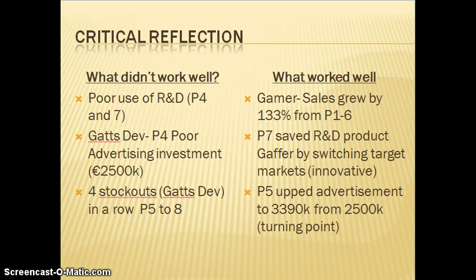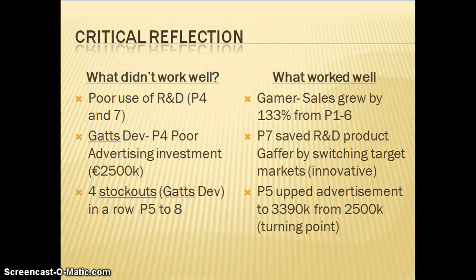Critical reflection. What didn't work well? In period 4, we launched the product GATS Dev, aiming to hit the early majority market. With a poor understanding of how the attributes would affect the product, we attempted to use the perceptual map only to try and hit the market. We were unsuccessful. In period 7, we finally came up with a method of calculating the attribute percentages we would need for our Gaffer R&D project.